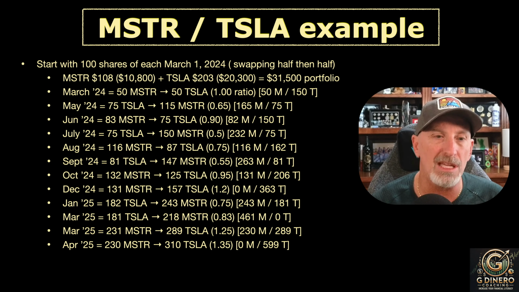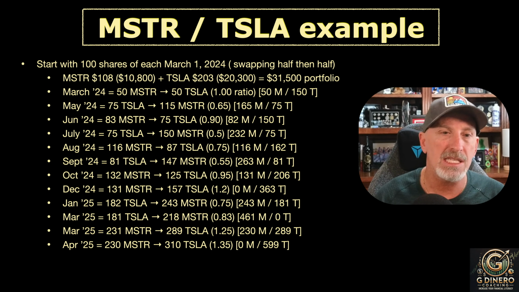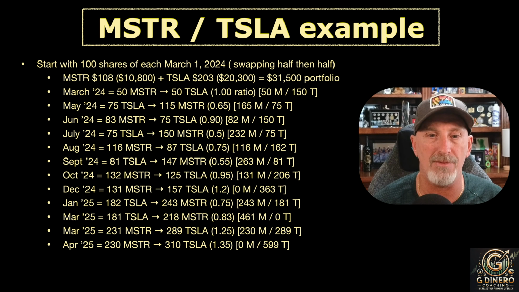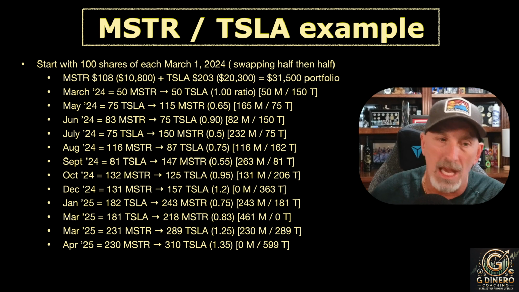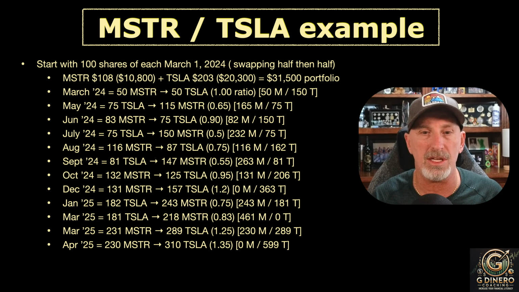In doing so, it allowed us to capitalize on the next sets. There's 2 more sets of double swaps. By that, I mean we go Tesla to MicroStrategy with half, Tesla to MicroStrategy with another half. Then we're at 461 MicroStrategy and no Tesla. Then in March of 25, we go half of the MicroStrategy to Tesla. And in April, another half of the MicroStrategy to Tesla, leaving us with no MicroStrategy. So in this example, you're left with 0 MicroStrategy at the end and 599 Tesla shares.